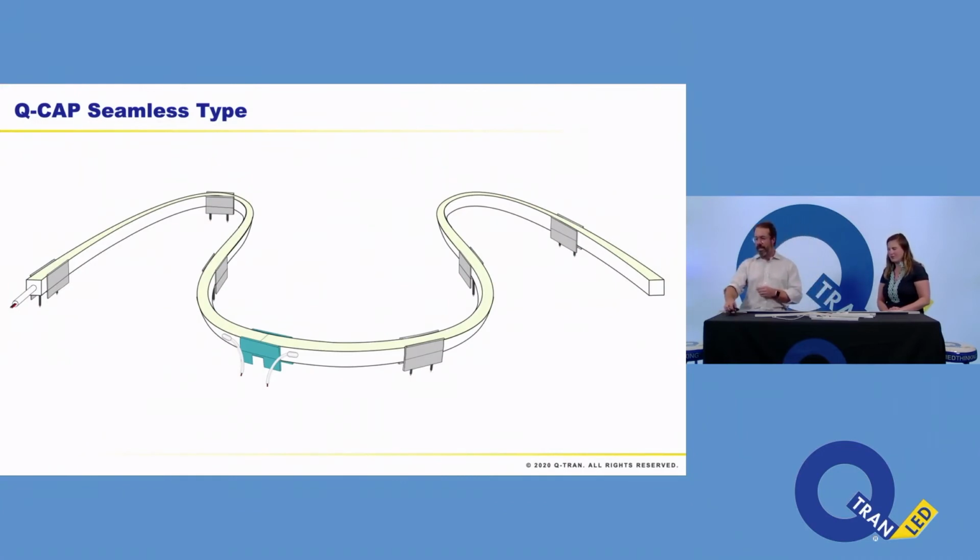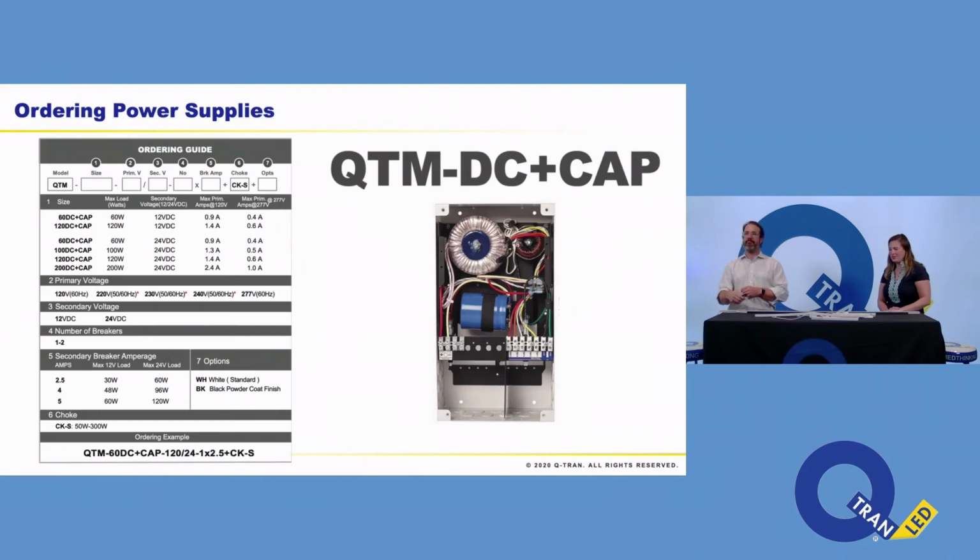Okay, now on to power supplies. All right, so this is the QTM DC plus capacitor, and this is one of our magnetic phase control dimming power supplies. And there are a couple of options here. Would you like to go through what the options are for ordering these power supplies? Sure. Let's do it.